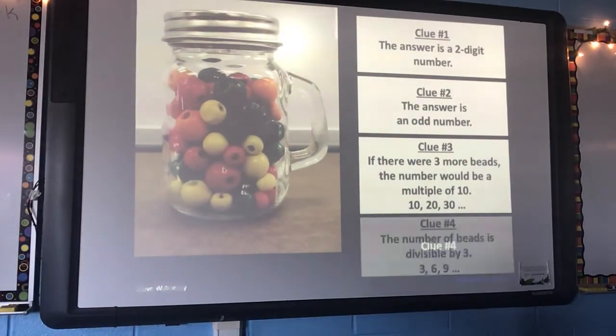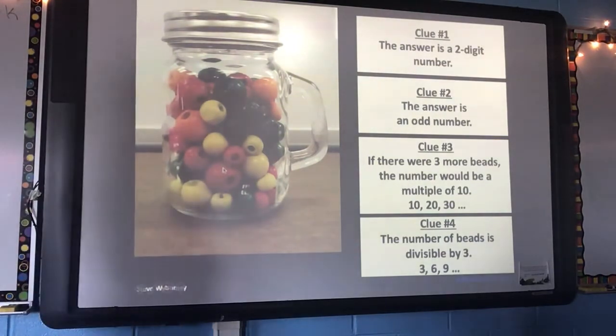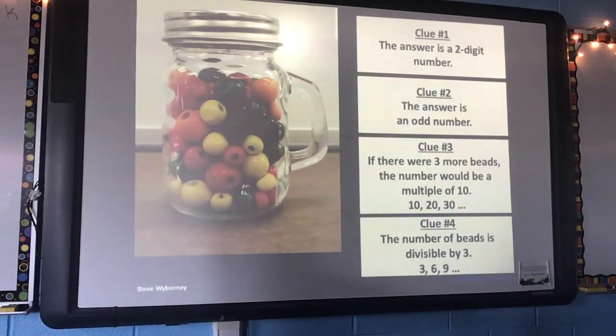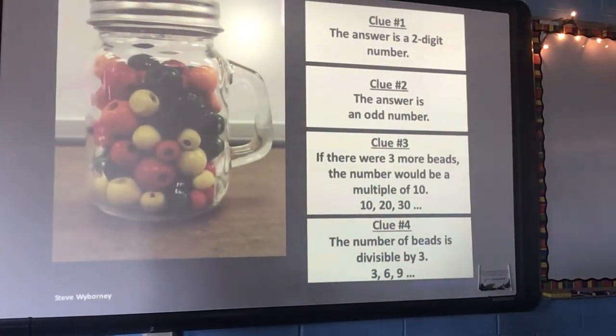Clue number 4. The number of beads is divisible by 3, and we're going to be working some more with divisibility tomorrow. Divisible by 3. So, for example, 3, 6, 9, 12, 15, 18, and etc. You can keep counting by 3s to keep going. 18, 21. What comes next?